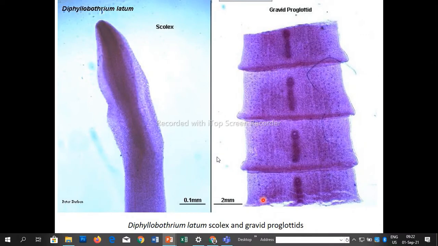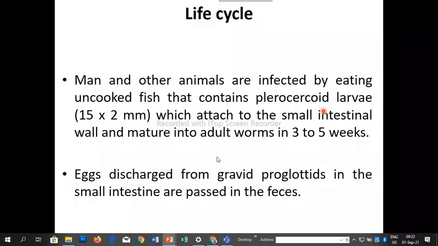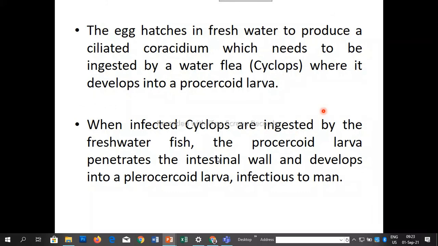This is Diphyllobothrium latum, the scolex. Those are proglottids, gravid proglottids that contain eggs. Man and other animals are infected by eating undercooked fish that contain plerocercoid larva. For Taenia, we know that they are oncospheres, but here it's not an oncosphere larva, they are plerocercoid larva, which attach to the small intestine wall and mature into adult worm. Eggs discharged from gravid proglottids in the small intestine are passed in feces. Eggs hatch in fresh water to produce ciliated coracidium. It means that the egg will need some other intermediate host.